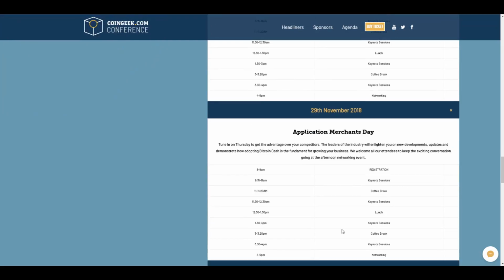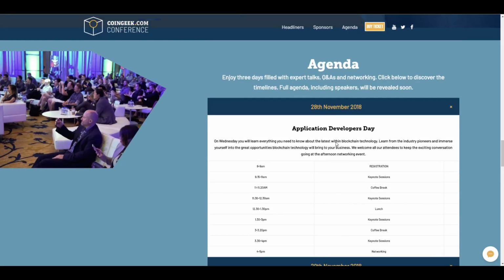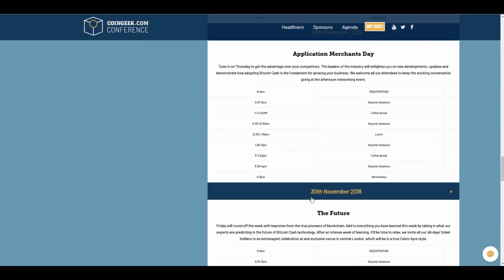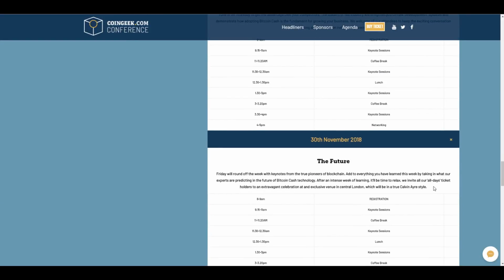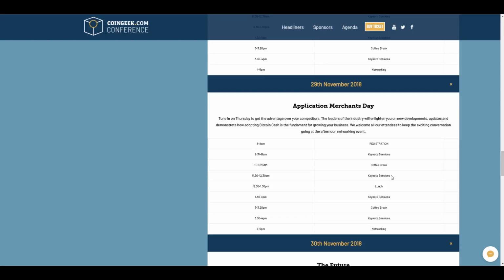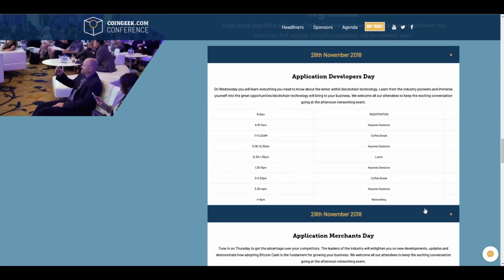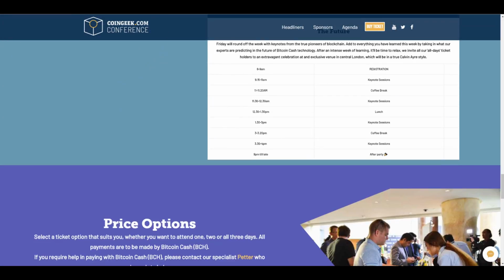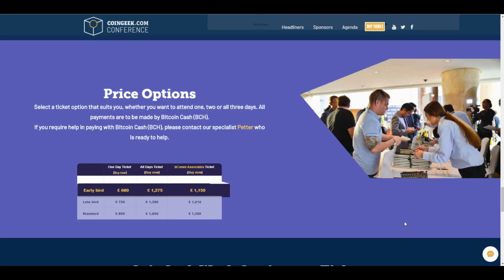And then, again, we'll tell you the agenda here: Application Developers Day, Application Merchants Day, and then the future. So all three of these, really excited about. It's gonna be a fun time. So I'm looking forward to it.